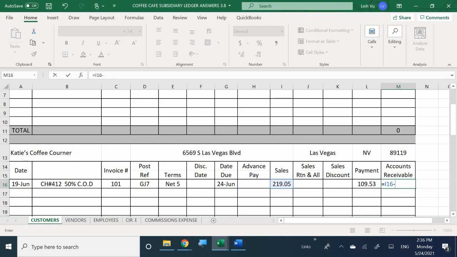So this one is going to be your sales, right? Subtract any advance payments, subtract any sales returns, subtract any discounts, subtract any payments. That's just a slight difference. It's just the titles, but everything else, formula-wise, is the same. You start off with sales and you just subtract out everything. So here should reflect that Katie still owes you $109.52.